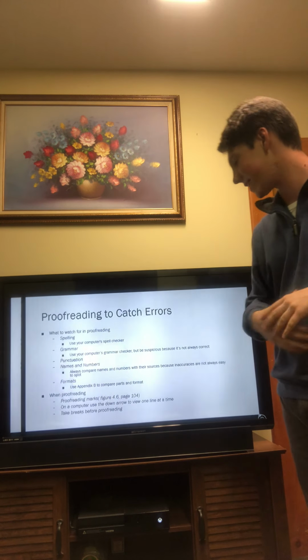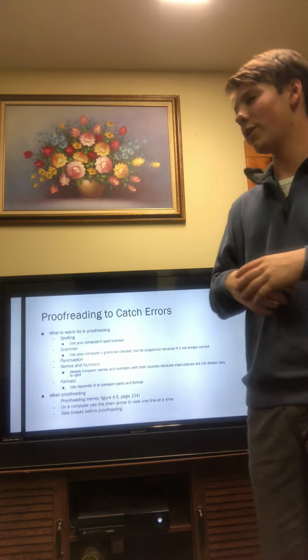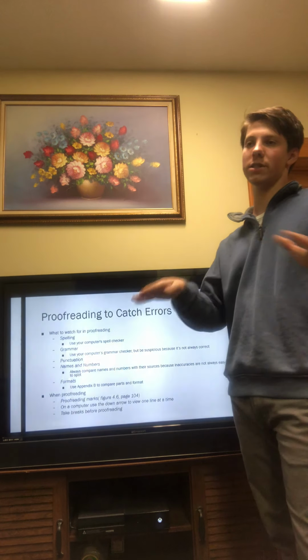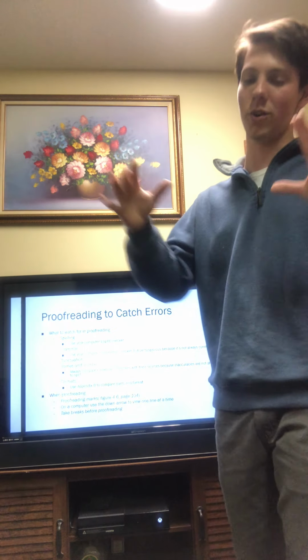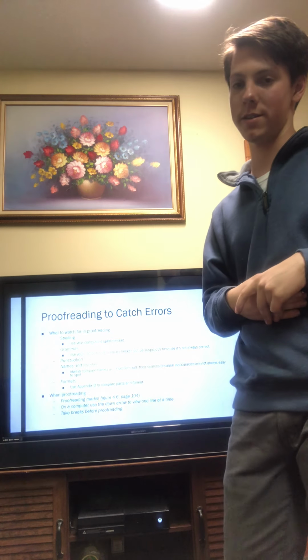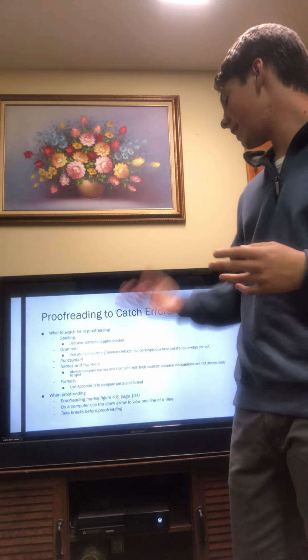When you're using spell check, you can just press the down arrow and it'll take you one line at a time, show you all the mistakes in that line, and that way you're not overwhelmed looking at everything at once. And the last thing is take breaks.